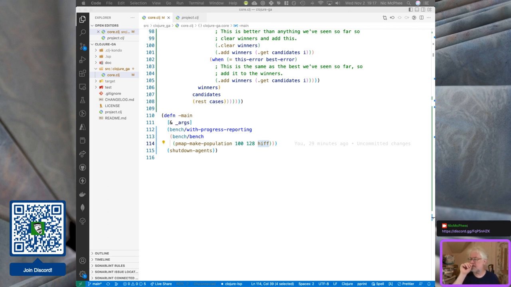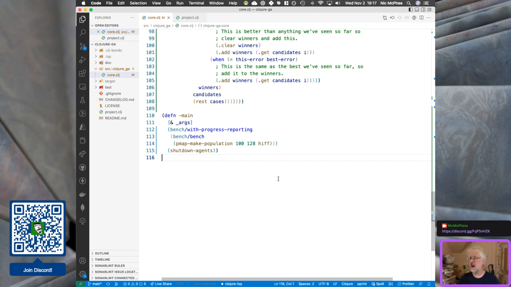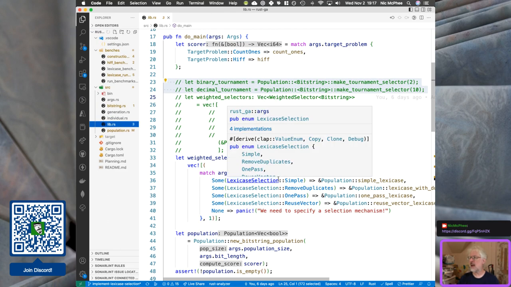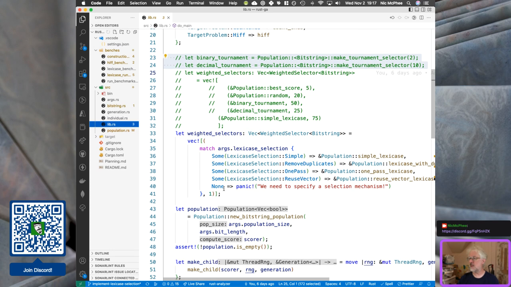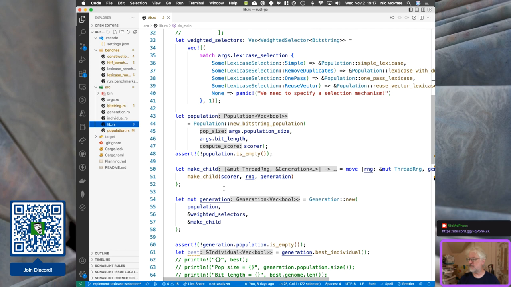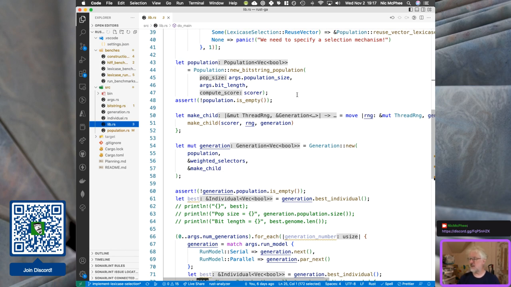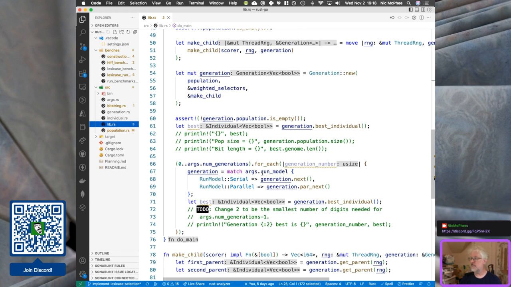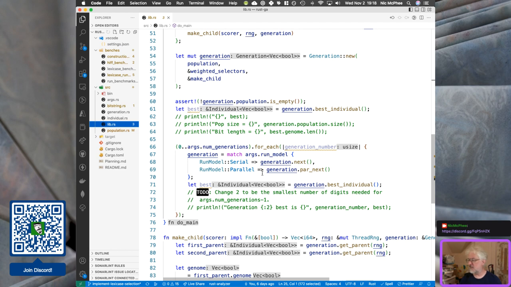So let's actually write some Clojure code. Let's start by looking at the Rust system. We can construct a population. We have that implemented in Clojure. What we need now is to implement something that makes generations happen. That's the part we don't have, which is really this part right here.